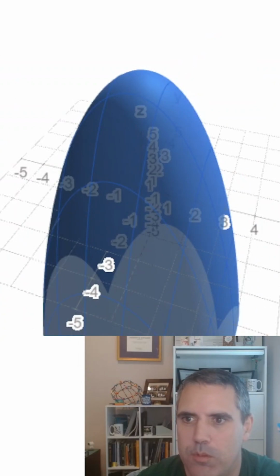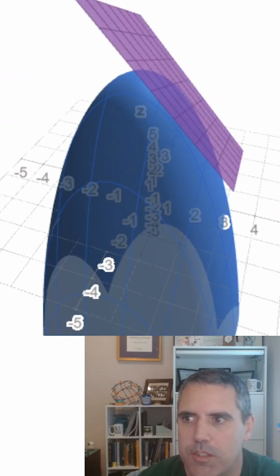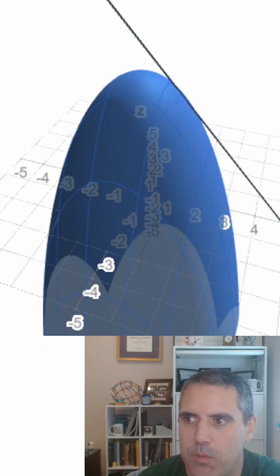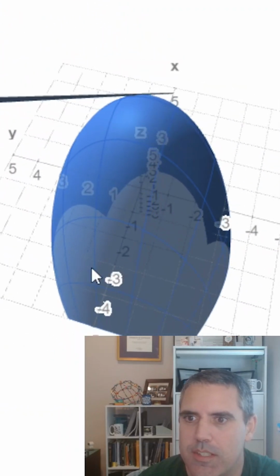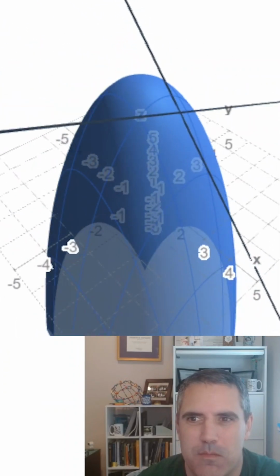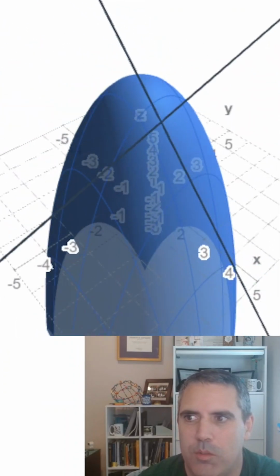Here's another example. I'm going to draw what's called the tangent. Well, there's the tangent plane. We'll talk about that. But we'll find the slope in the x direction, which is this. And we'll find the slope in the y direction, which is that. They can be very different. And we'll talk about them.